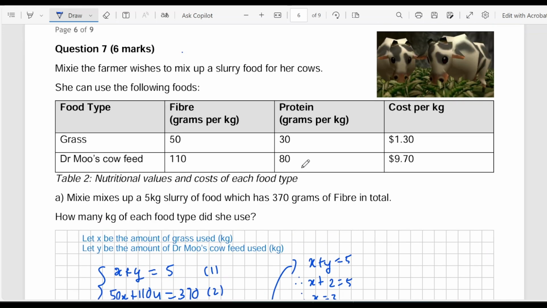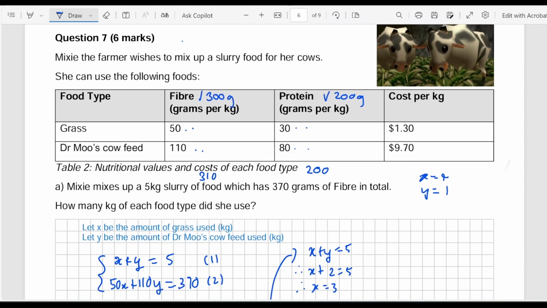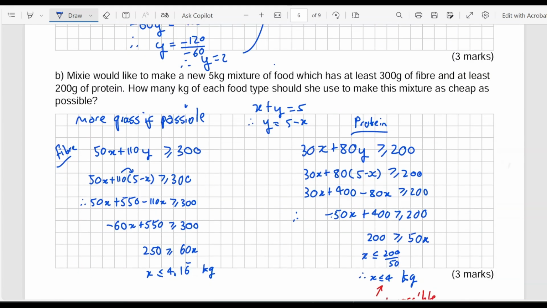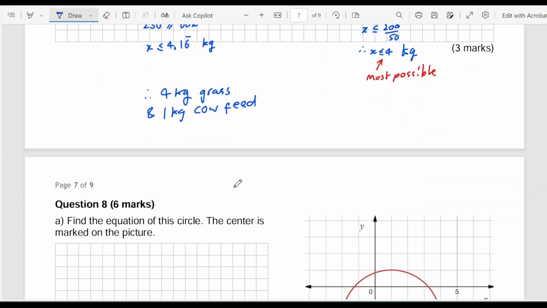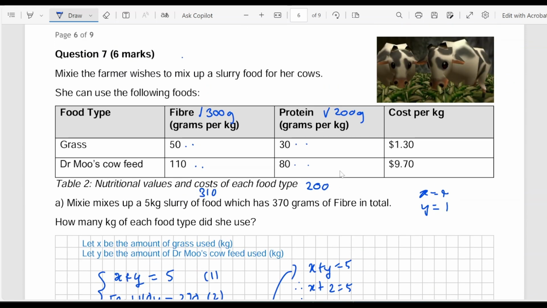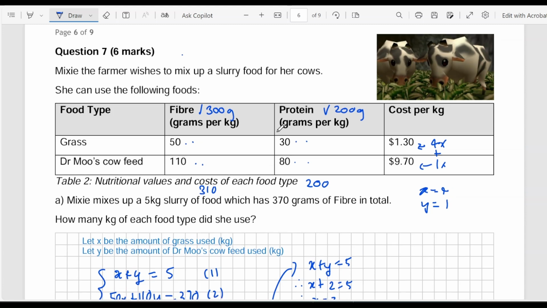And if we try the x is 4, y is 1 method, we can actually check this. So 30 times 4 is 120, add on 80, we're going to get 200 grams there. 50 times 4 is 200, add on 110, and I'm going to get 310. So we've hit the 300, and we've hit the 200 grams, and it's also going to be as cheap as possible because we're using more grass than cow feed. One follow-up question could be, how much does this cost? And then you would just do, it costs 4 times that plus 1 times that to get the total cost.